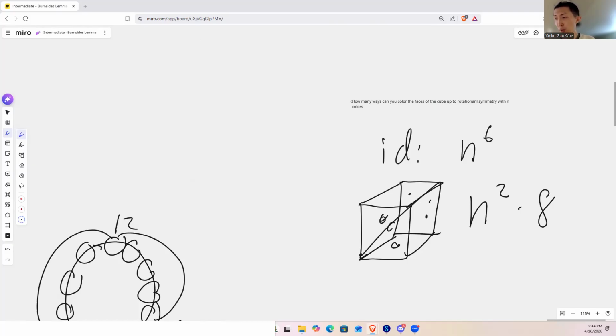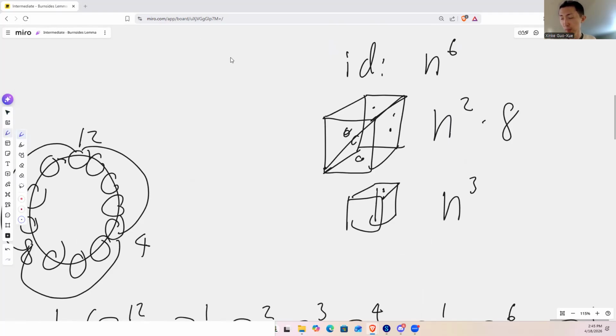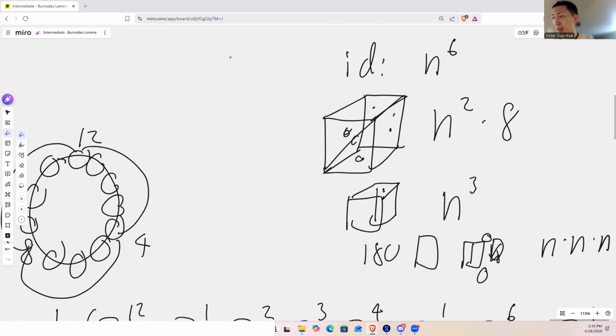If we rotate about a vertical axis, then the top can be n, the sides can be n, and the bottom can be n. So n cubed. If we rotate 180 degrees about the vertical axis, then the front and back are the same, the left and right are the same, the top can be anything, and the bottom can be anything. So there's n choices for the top, the bottom, the left and right, and the front and back.